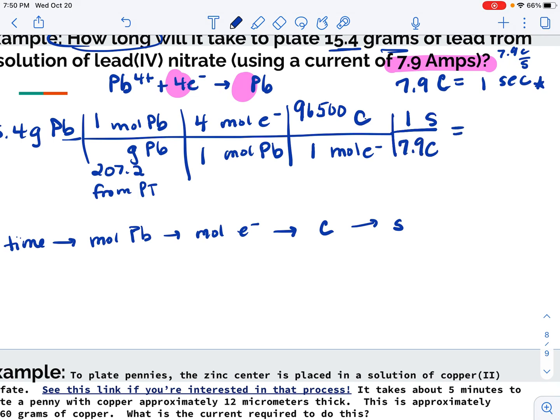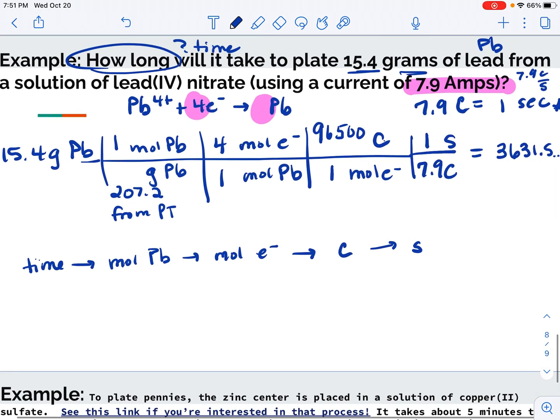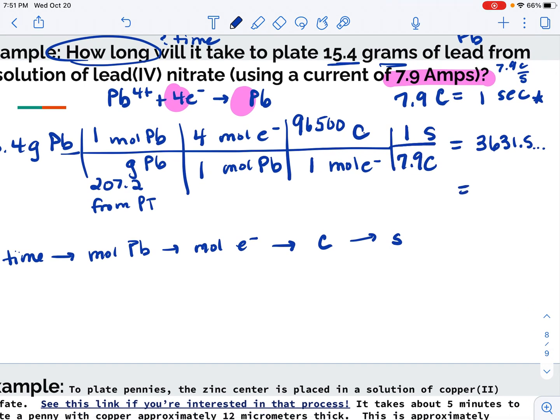So I'm going to do the math, and I get 3, and they didn't ask for a specific time, so I can leave it in seconds. If they'd asked for minutes or hours, I'd have to keep going. So my calculator answer was 3,631.5. It kept going. I have from my current 2 significant figures, so I need to round to 3,600 seconds. Okay, and there's how long it would take to plate out 15.4 grams of lead.